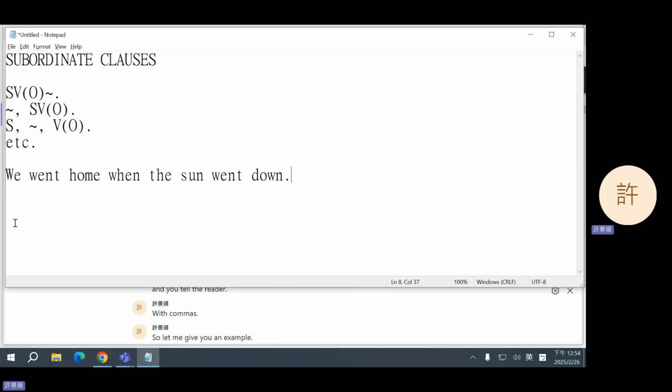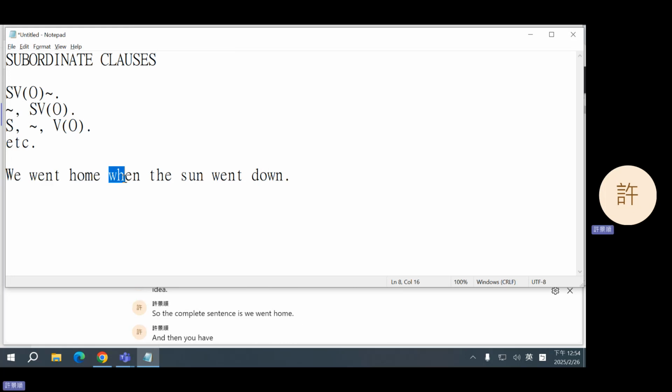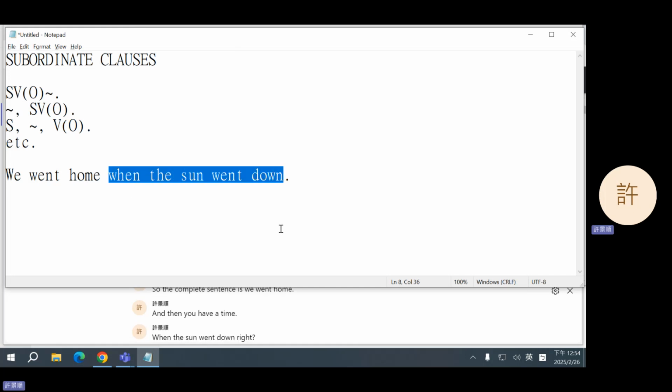We went home when the sun went down. Subject, we. Verb, went. The word go doesn't take an object, but you need to finish the idea. So the complete sentence is we went home. And then you have a time, when the sun went down, right? So this is the time of this sentence.